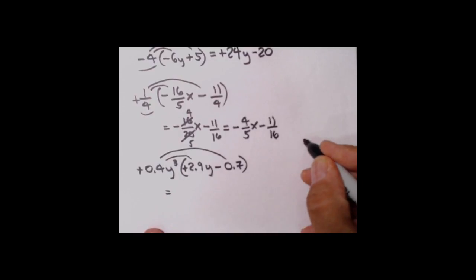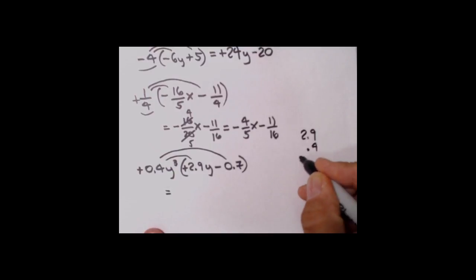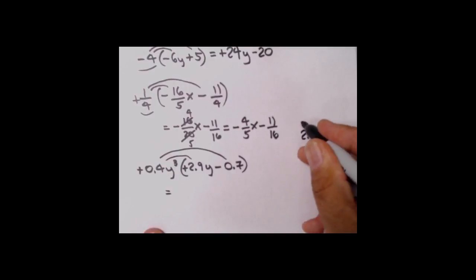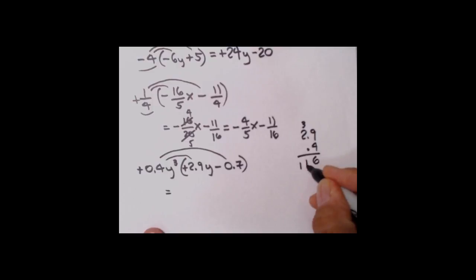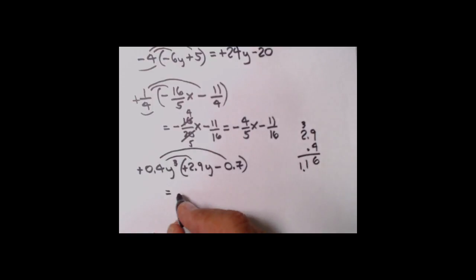Well, you might want to work that off on the side here. 2.9 times 0.4. 4 times 9 is 36. Carry a 3. 2 times 4 is 8, and 3 is 11. And we need 2 decimal places. So this would come out to be here then as a number 1.1. Here we go. And then we got y cubed times 1 more y, so y to the fourth.